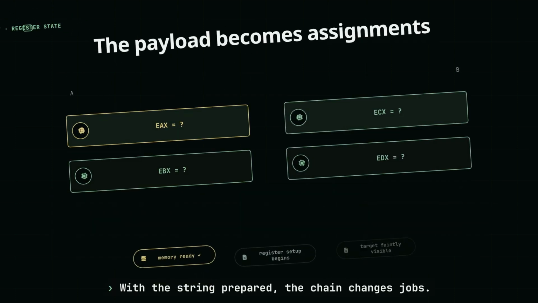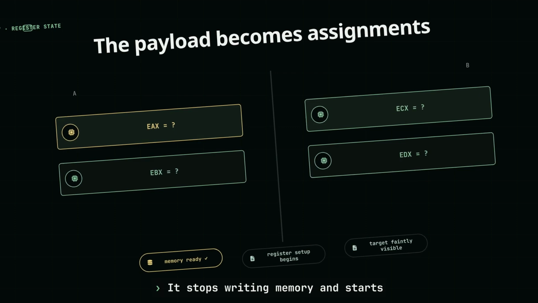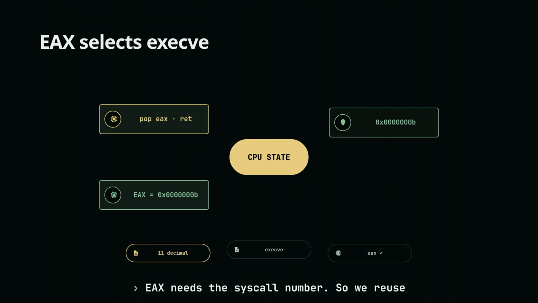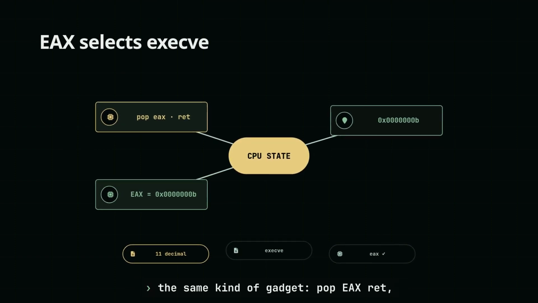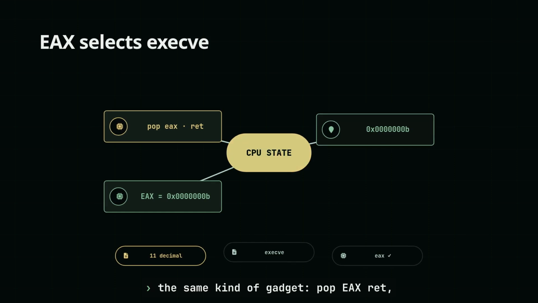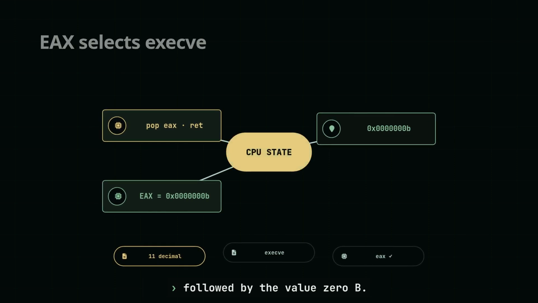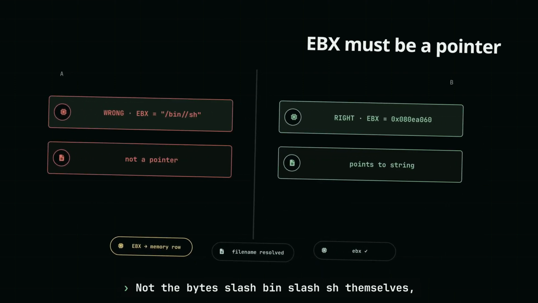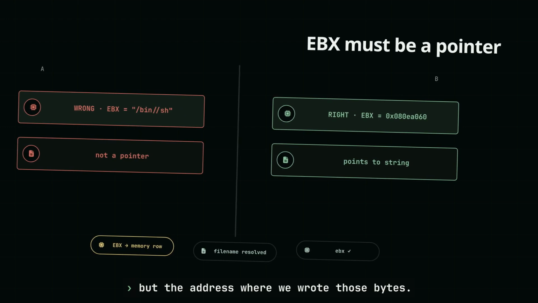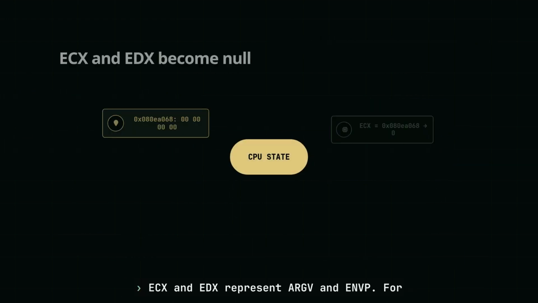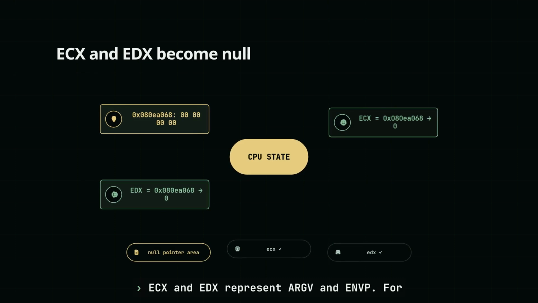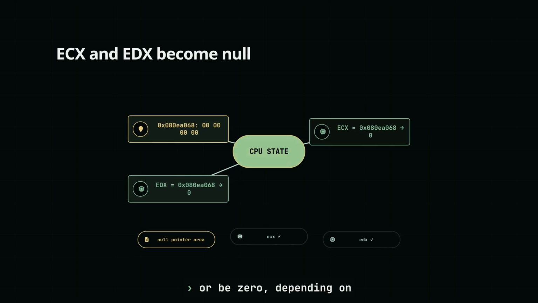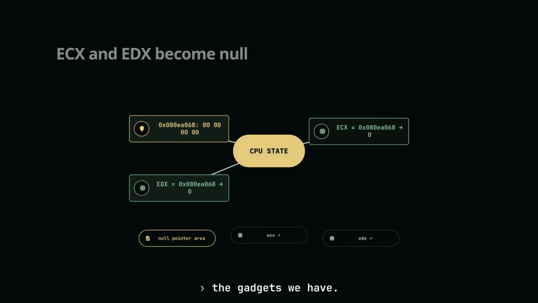With the string prepared, the chain changes jobs. It stops writing memory and starts shaping the register state. EAX needs the syscall number, so we reuse the same kind of gadget, pop EAX ret followed by the value 0x0b. EBX needs the address of the file name string, not the bytes /bin//sh themselves, but the address where we wrote those bytes. ECX and EDX represent argv and envp. For this minimal chain, they can point to 0 or be 0, depending on the gadgets we have.